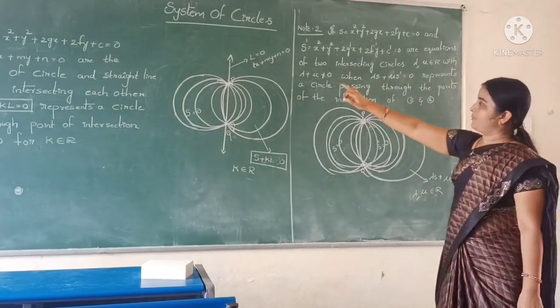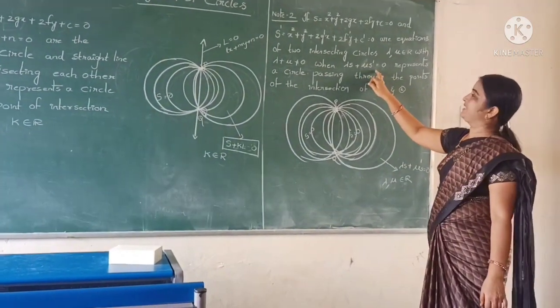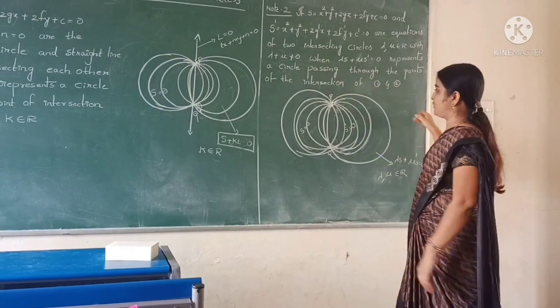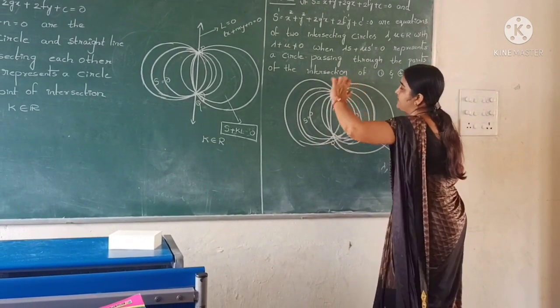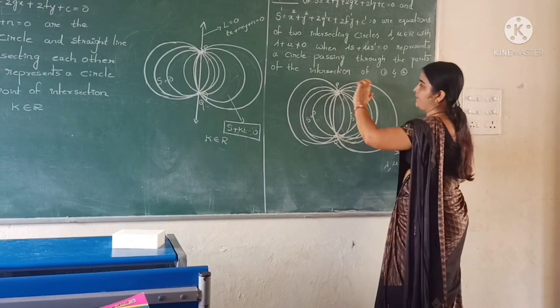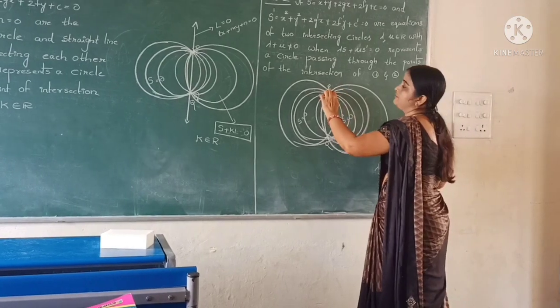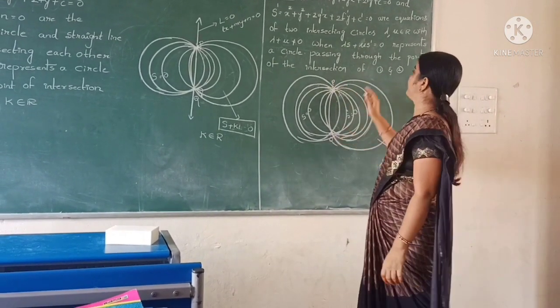So with lambda plus mu not equal to 0, lambda s plus mu s dash is equal to 0 represents a circle passing through the point of intersection. All these circles are drawn from the point of intersection, so infinitely many circles we have to draw using this point of intersection P and Q of 1 and 2.